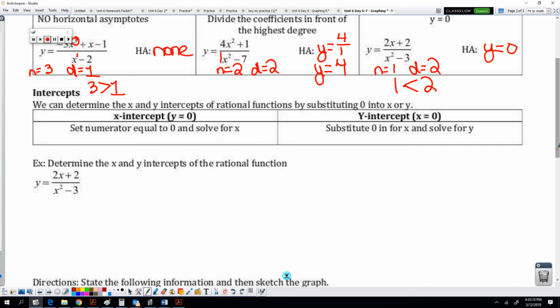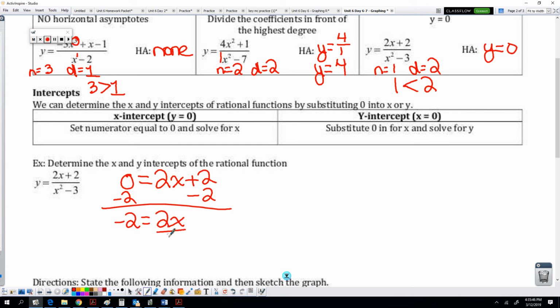Now we can also find out what my x and y intercepts are by substituting 0 for your x or for your y. So if you have an x-intercept, your y is 0. The shortcut is you can just take your top, your numerator right here, and set it equal to 0, and then solve for x. So we just found out what my x-intercept is. So that's your process for the x-intercept.